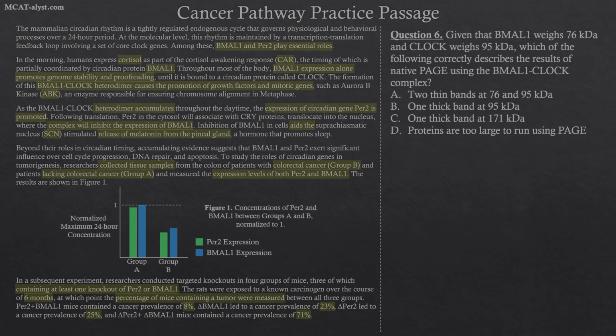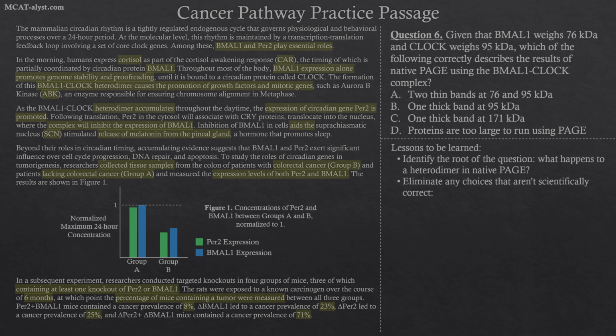So question 6, the last one, states that given that BMAL1 weighs 76 kilodaltons and CLOCK weighs 95 kilodaltons, which of the following correctly describes the results of native PAGE using the BMAL1-CLOCK complex? They mentioned earlier multiple times that it's a heterodimer, dimer meaning two, hetero meaning that the two subunits are different from each other, which obviously they are. We have BMAL1 and CLOCK. So they're just asking us what happens if we run this through native PAGE. That's the root of the question: what happens to a heterodimer in native PAGE?